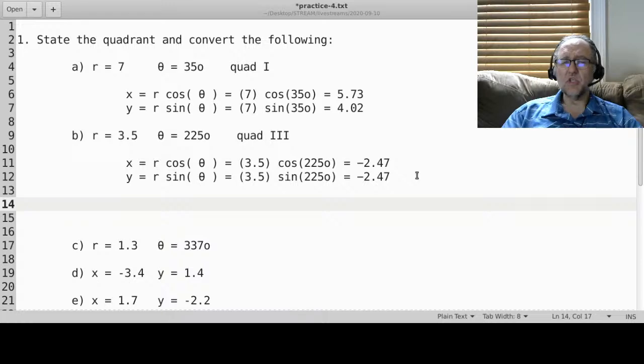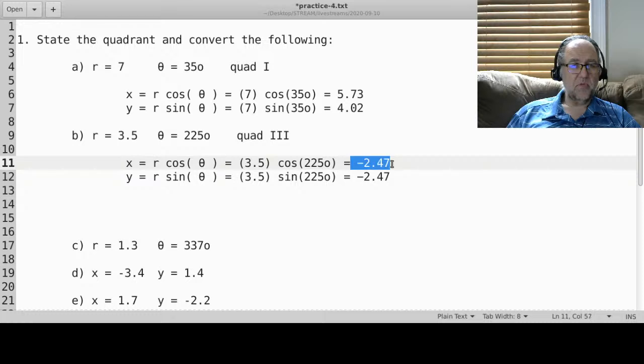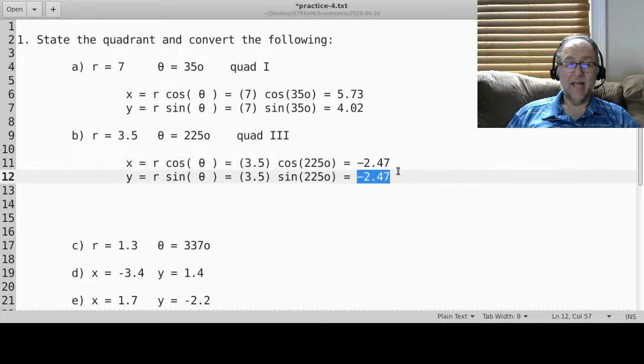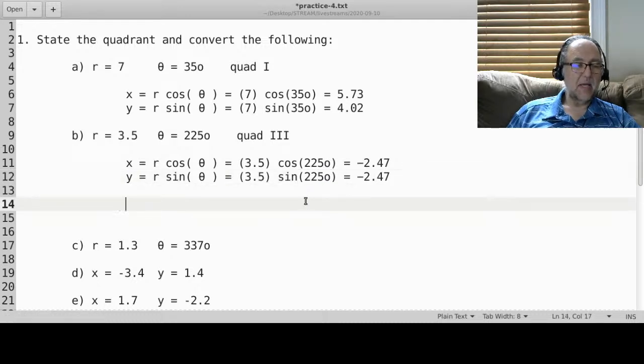Okay. Now, I want to start showing you some patterns in sines and cosines. Here you notice that both the x and y values are exactly the same value. And you go, well, why did that happen? I mean, it's got something to do with the angle, but why is that the case? And so here's a little pattern that you should see with sines and cosines, okay?